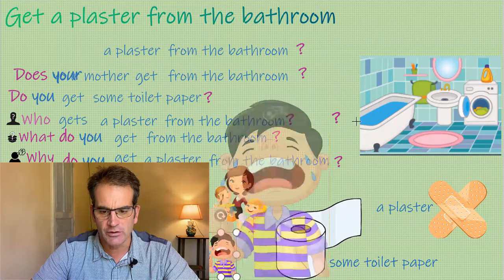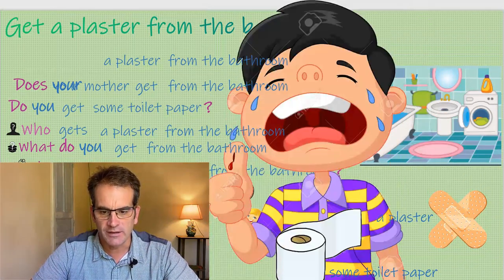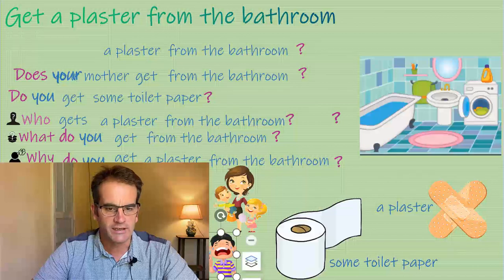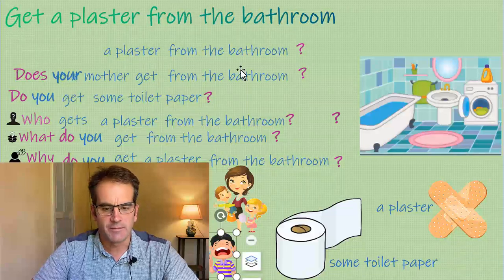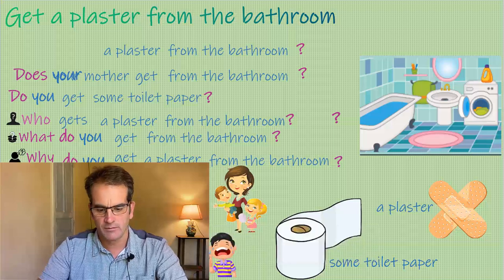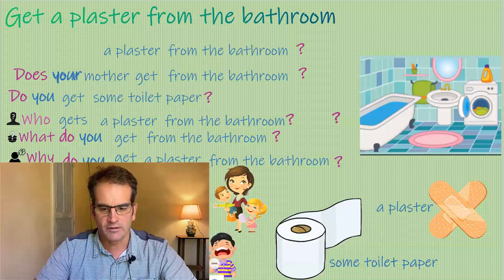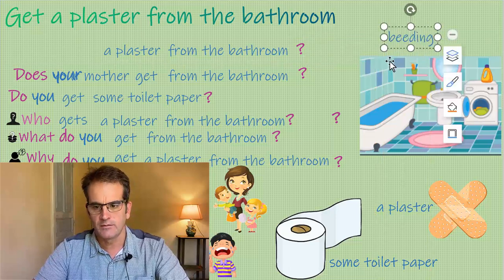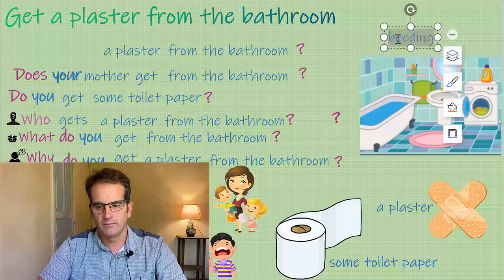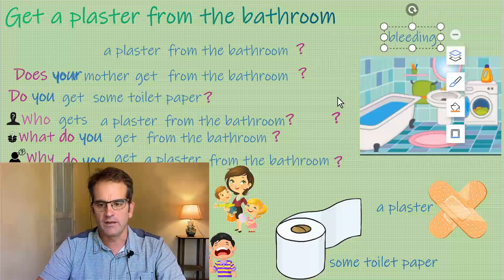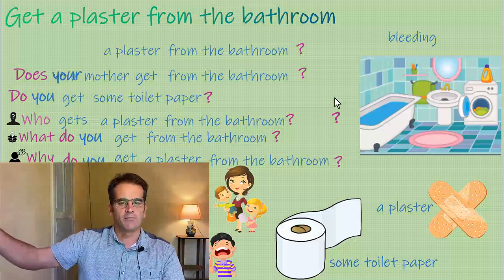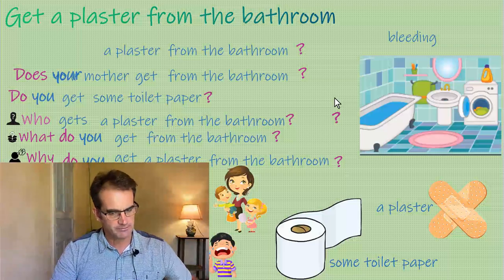You are bleeding. Let me just show you. Okay, so here's a boy, and you see he is bleeding. The boy is bleeding. You are bleeding. So let me write bleeding. Oh, sorry. Bleeding with an L. You are bleeding, and so you get a plaster from the bathroom.